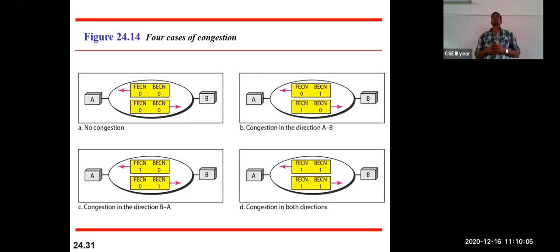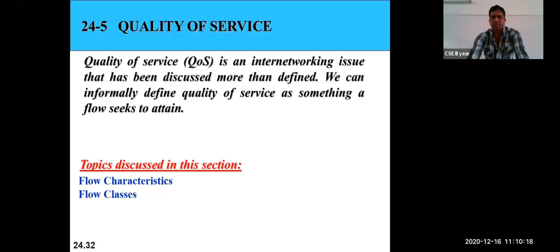Look at the fourth case, all are ones. So there is congestion forward and backward. So from A to B there is congestion, and from B to A there is congestion through that switch, right? So that's the importance of FECN and BECN bits. So that's about congestion control in frame relay networks.